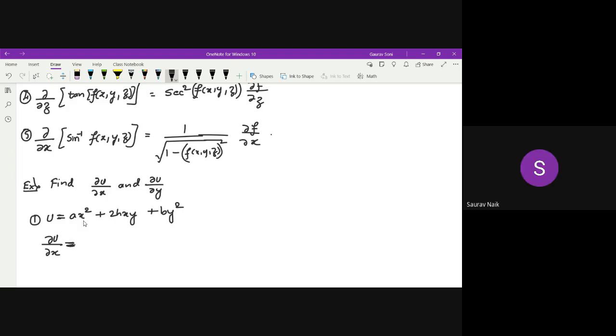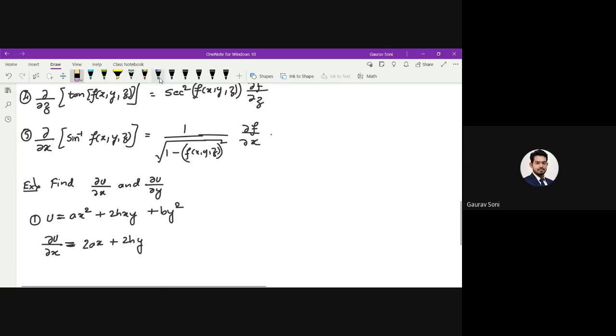Sir, so first a will stay as the constant, then 2x delta. Wait. So x is constant, right? So you are taking partial derivative with respect to x. So other variables are constant. So 2ax plus 2hy plus by square. No. Zero. Sorry, zero.